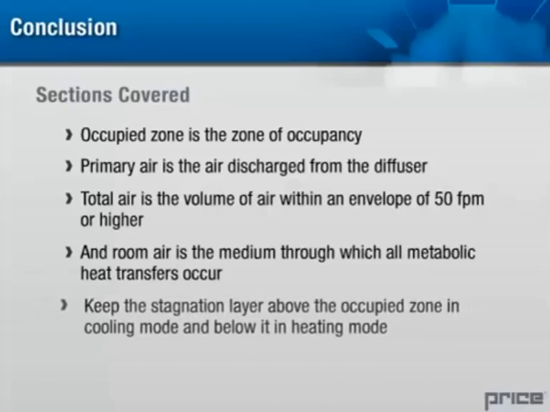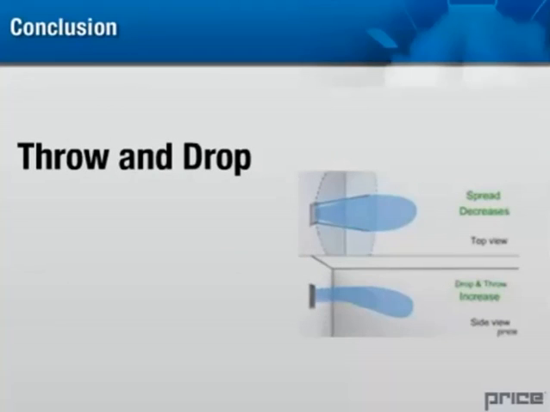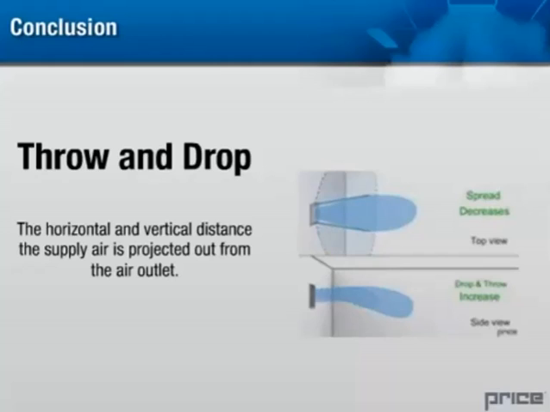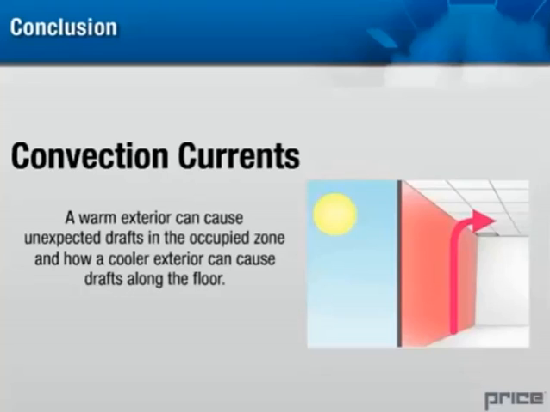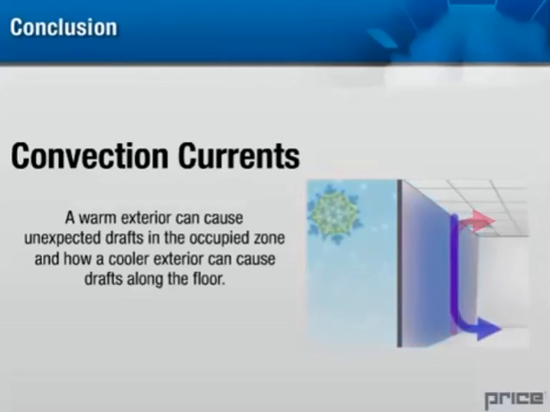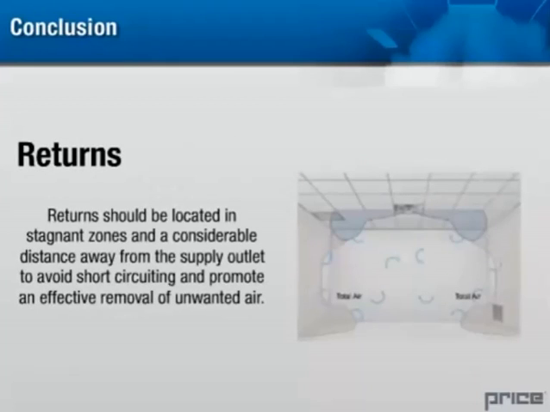You should remember to keep the stagnation layer above the occupied zone in cooling mode and below it in heating mode. We've also taken a look at throw and drop, the horizontal and vertical distance the supply air is projected out from the air outlet. We've seen how spread and surface effect can cause the throw and drop to be affected. We've touched on convection currents and how a warmer exterior can cause unexpected drafts in the occupied zone and how a cooler exterior can cause drafts along the floor. Finally, we discussed how returns should be located in stagnant zones and a considerable distance away from the supply outlet to avoid short-circuiting and to promote an effective removal of unwanted air.